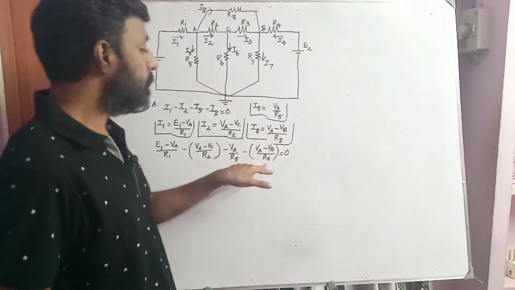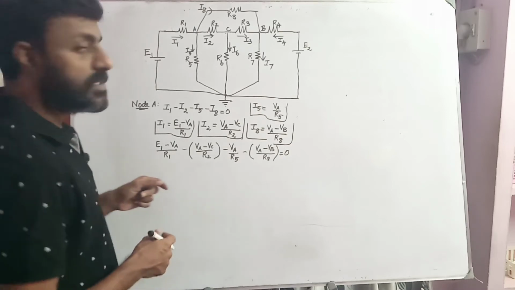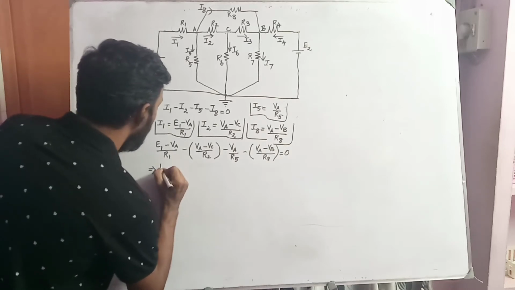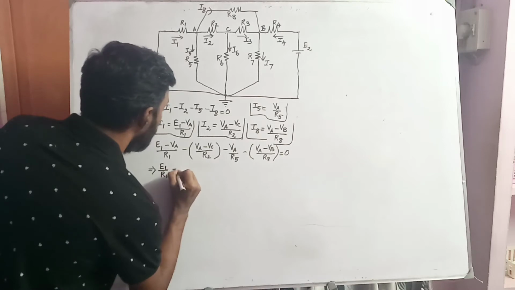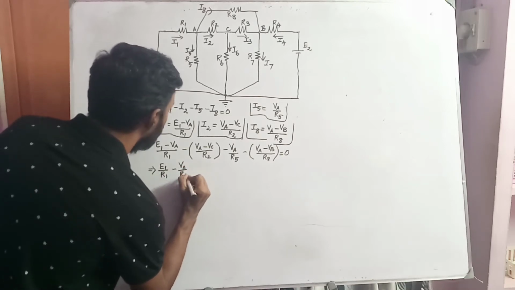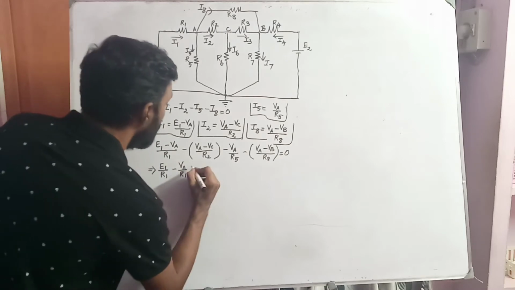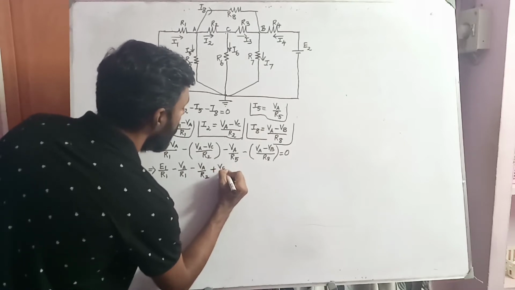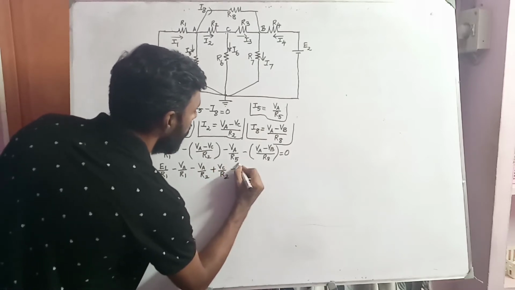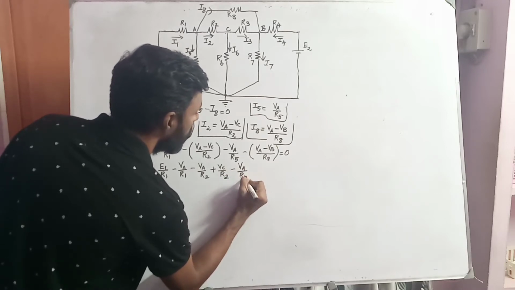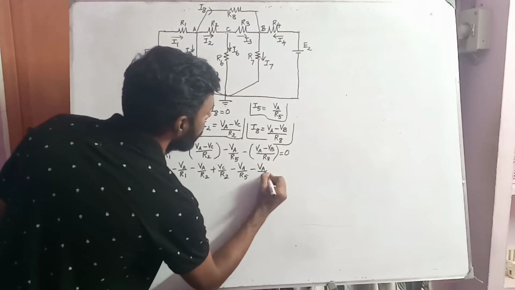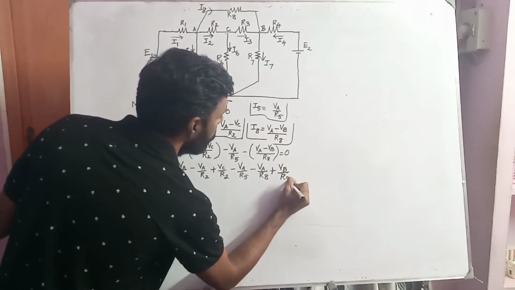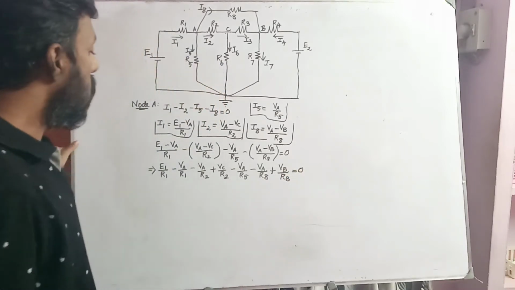So VA minus VB divided by R8 equal to 0. Now what we are going to do is: E1 by R1 minus VA by R1 minus VA divided by R2 plus VC divided by R2 minus VA divided by R5 minus VA divided by R8 plus VB divided by R8 equal to 0. So I have obtained this expression.